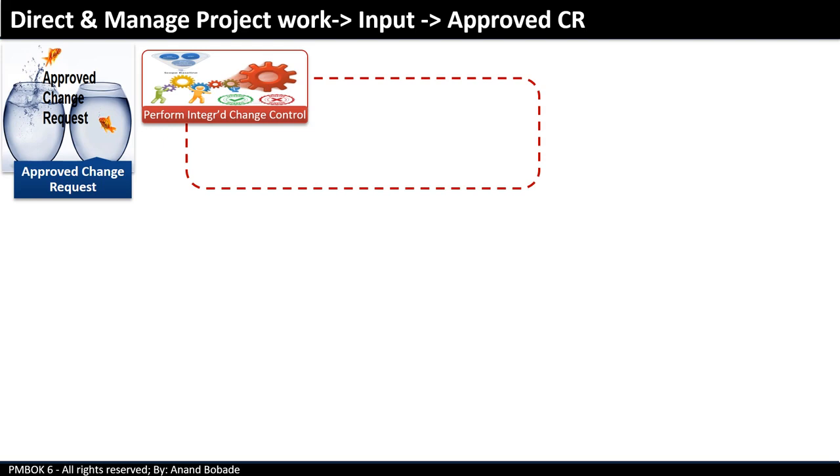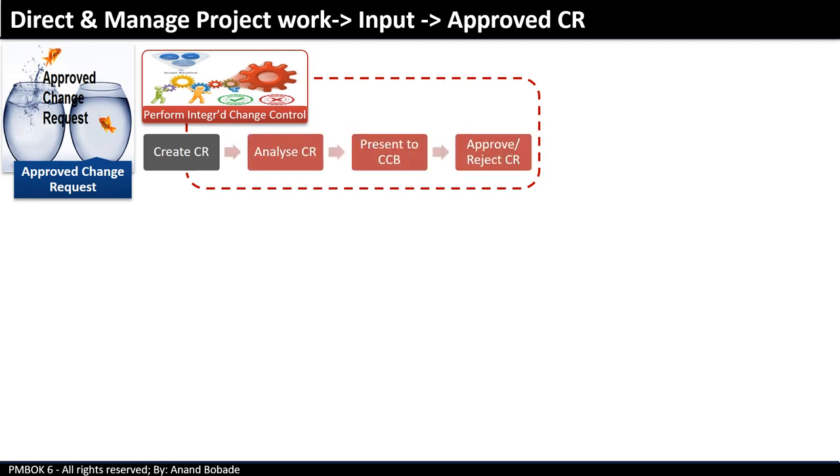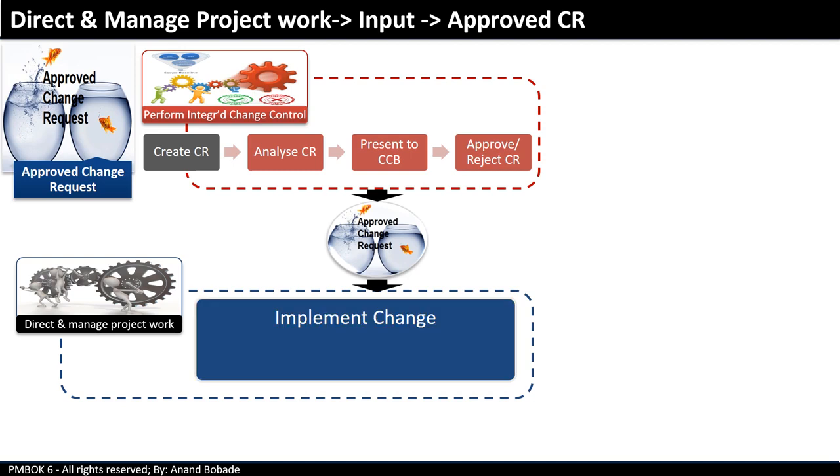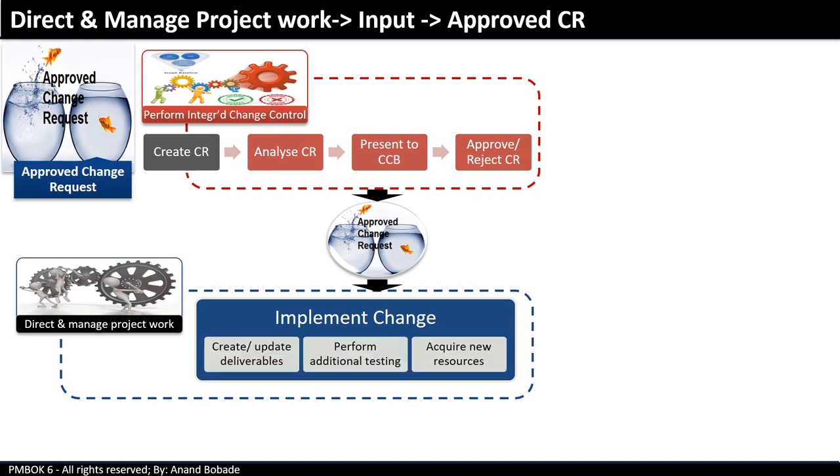Let's look at how this process works. When a change request is raised, it will be input to the perform integrated change control process for analysis, review and approval. After approval, the approved change request, which is the output, will act as an input to the direct and manage project work process. During this process, the project manager will ensure implementation of the change request. This implementation may result in, for example, creating or updating deliverables, performing additional testing, or maybe acquiring new resources.